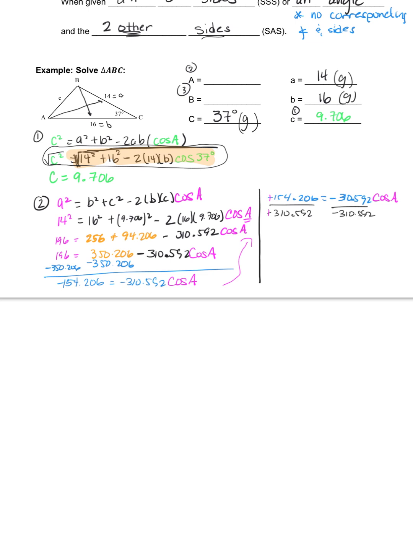So cosine A equals this: 154.206 over 310.592. Now, how do we find the angle? Remember, we are to use cosine inverse. Okay, put this fraction here, and that equals angle A. I'll give you degrees. All right, I'll pull my calculator up and show you how to do that to make sure that we remember how to do that one.